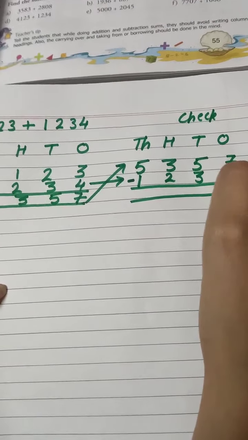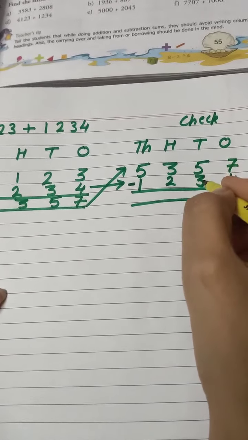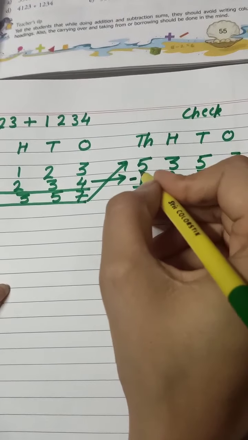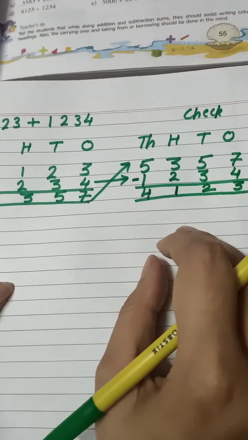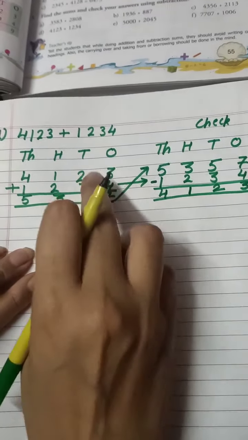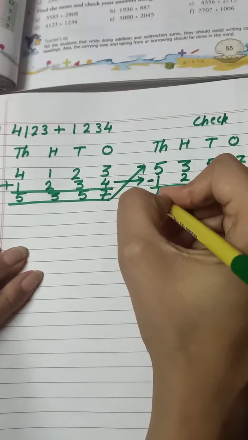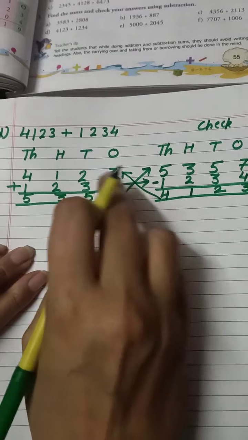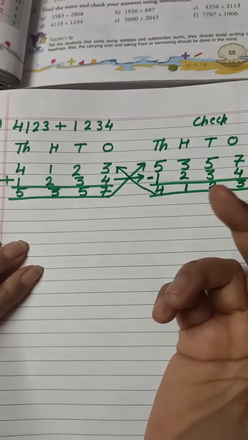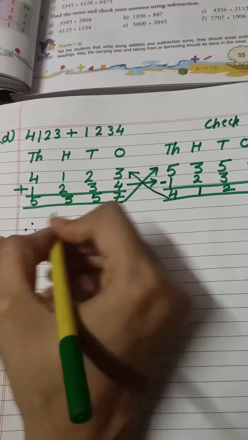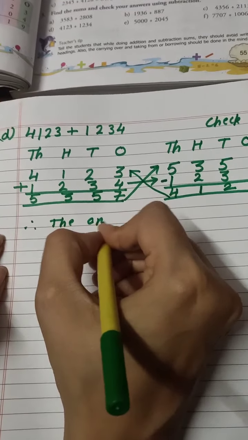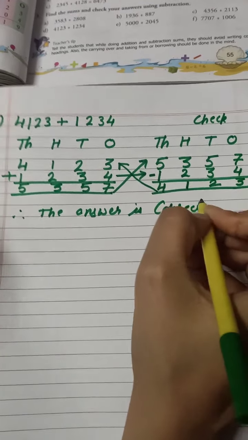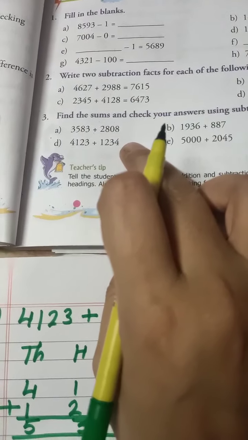Okay, students, 7 minus 4. Yes. 3. 5 minus 3. 2. 3 minus 2. 1. 5 minus 1. 4. Student, now you can see this difference is equal to the other addend. Student, if the difference is equal to the other addend, it means our answer is correct. Therefore, the answer is correct. Student, I hope question number 2 and 3 are clear to everyone.